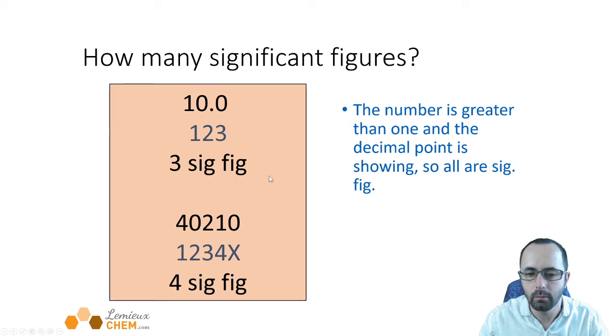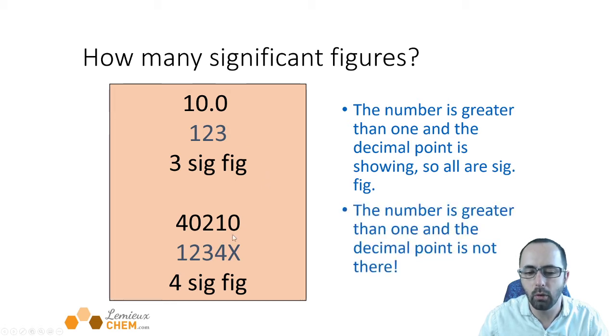This is a number greater than 1, but it has an end zero and no decimal point. So this zero is not significant. This is a middle zero, so it is significant. So the sig figs are 4, 0, 2, and 1, and this zero is not significant. 4 sig figs.